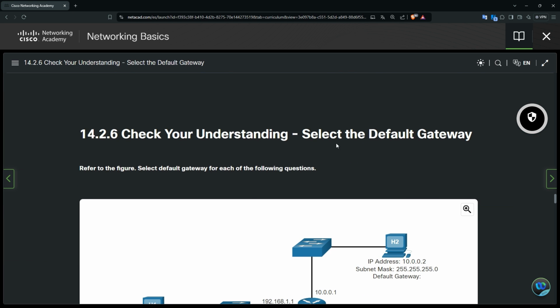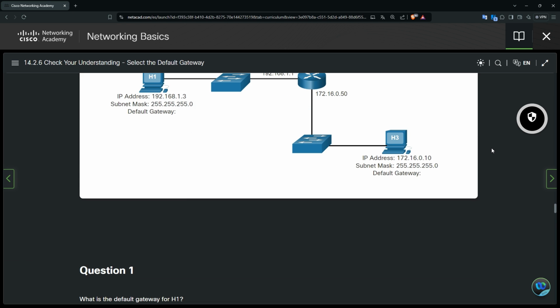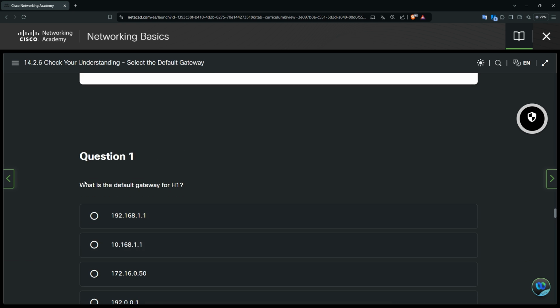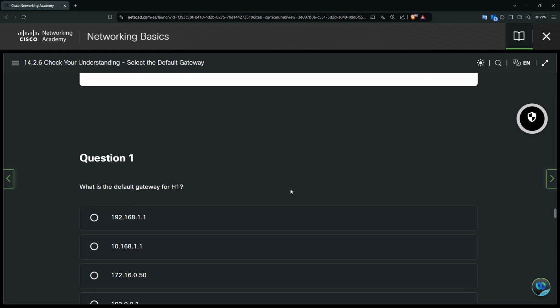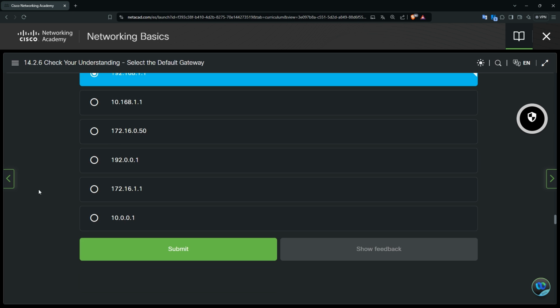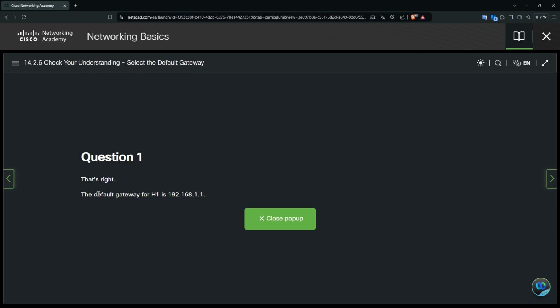Finish with check your understanding: select the default gateways. Okay, question 1. What is the default gateway for H1? H1: IP address, subnet mask, default gateway is 192.178.1.1. That's right.